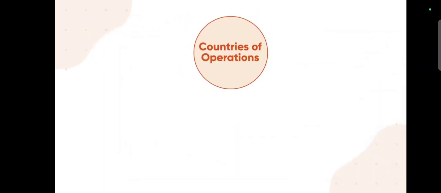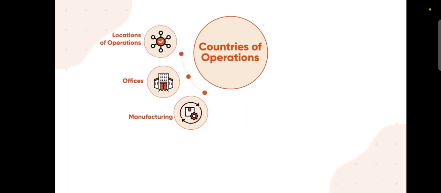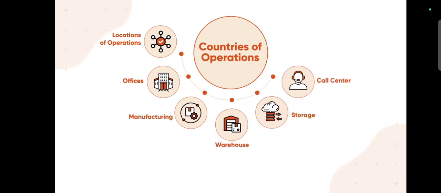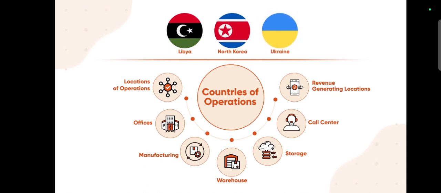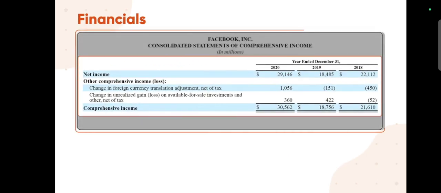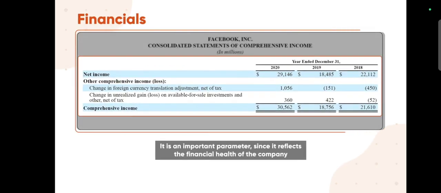Countries of operations includes locations of operations, offices, manufacturing, warehouse, storage, call center, or any revenue-generating locations of a company. It also covers a company's operations in sanctioned countries like Libya, North Korea, and Ukraine. Financials includes financial details of the company. It is an important parameter since it reflects the financial health of the company.